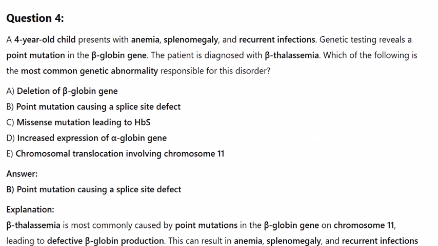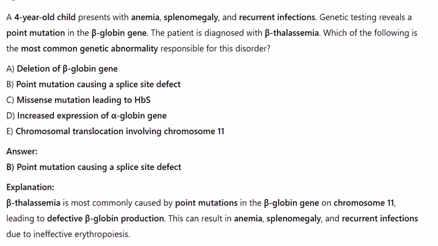Question 4. A 4-year-old child presents with anemia, splenomegaly, and recurrent infections. Genetic testing reveals a point mutation in the beta-globin gene. The patient is diagnosed with beta-thalassemia. Which of the following is the most common genetic abnormality responsible for this disorder? A. Deletion of beta-globin gene. B. Point mutation causing a splice site defect. C. Missense mutation leading to HbS. D. Increased expression of gamma-globin gene. E. Chromosomal translocation involving chromosome 11.